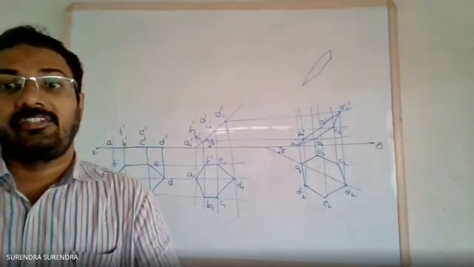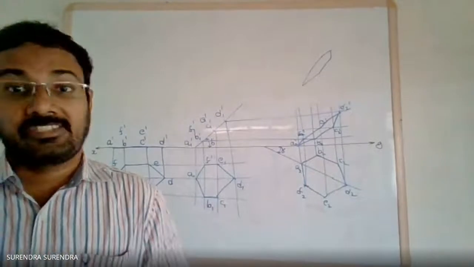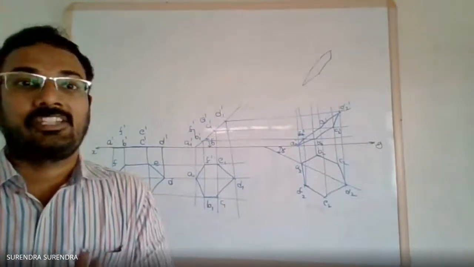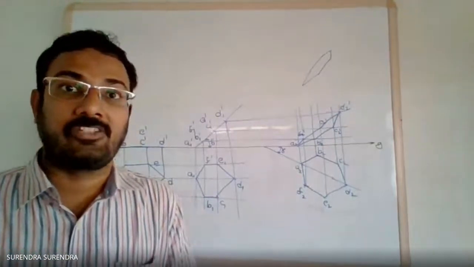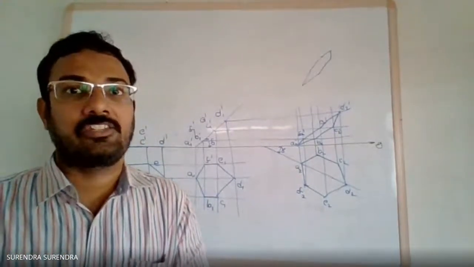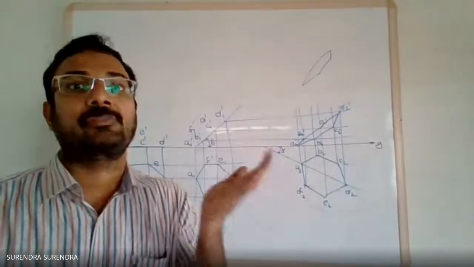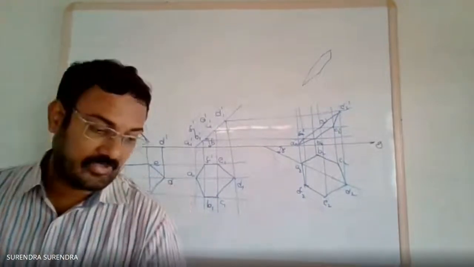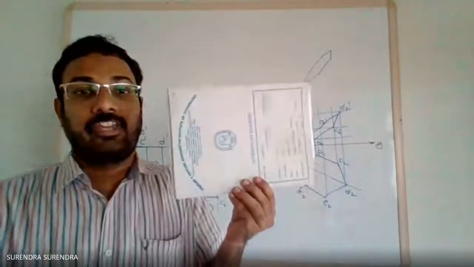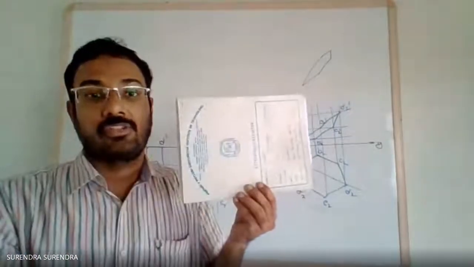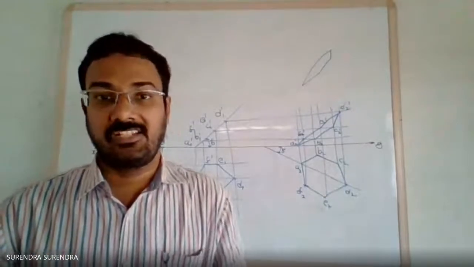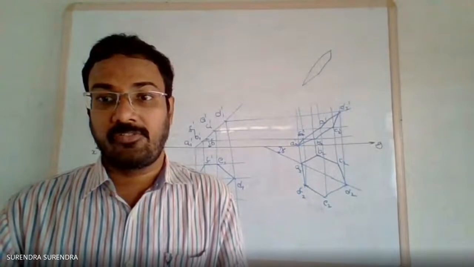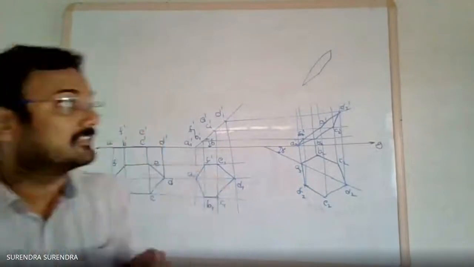So initially it is given that the surface inclination is 60 degrees to the VP. The surface inclination is 60 degrees to the VP, so make the surface parallel to the VP. When you make the surface parallel to the VP, you can see the true shape in the front view. So for the 6th problem, we must start with the front view as a pentagon.